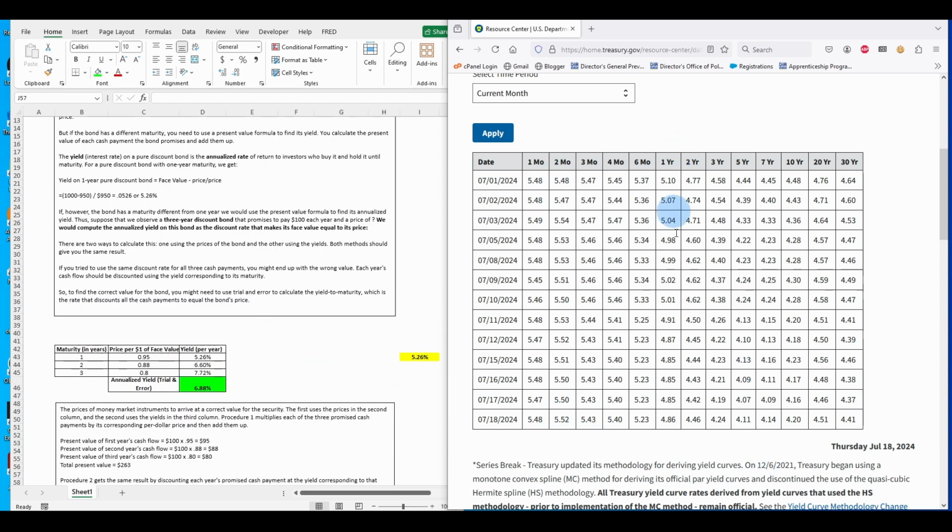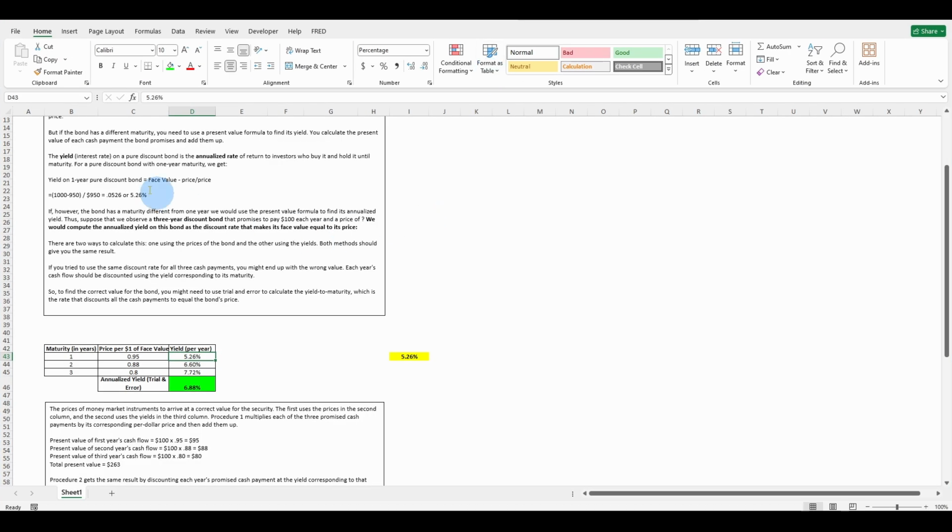We have 1 year would be 486, 2 year would be 446, the 3 year would be 424. To determine the price, this will give you a reference. From here, we'll continue. I'll explain what we're doing here. There's a reference to yields. 526, there are 2 ways to calculate.